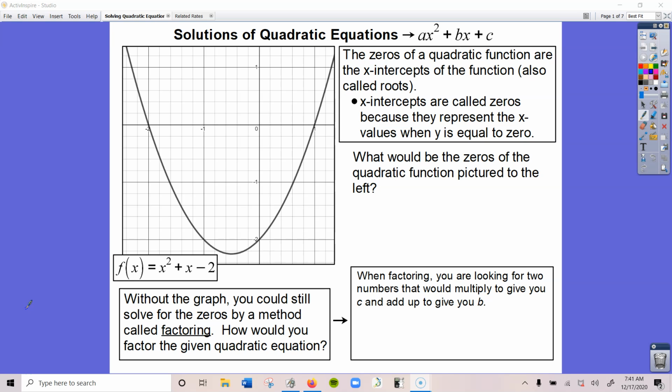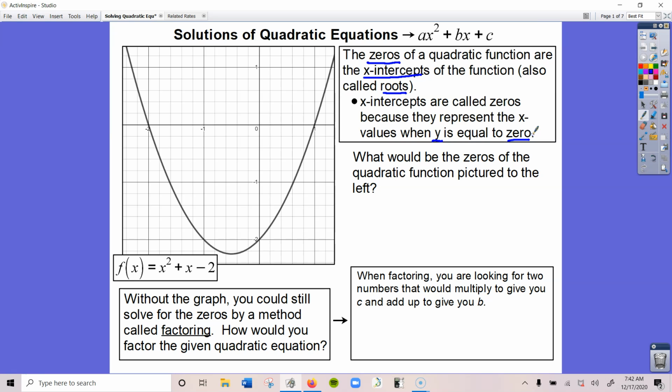Hello everyone. Today we're going to look at how to solve quadratic equations by factoring. First of all, when you are asked to find the zeros of a quadratic function, the zeros represent the x-intercepts of the function, which are also called the roots. X-intercepts are called zeros because they represent the x values when y is equal to 0. So that's why we call those x-intercepts the zeros of the function.